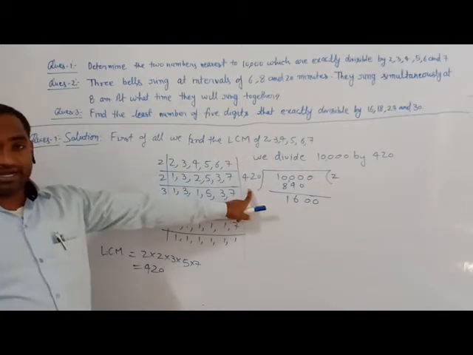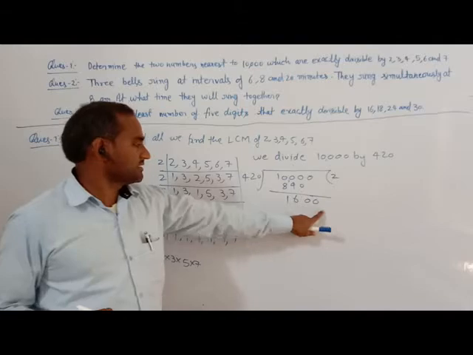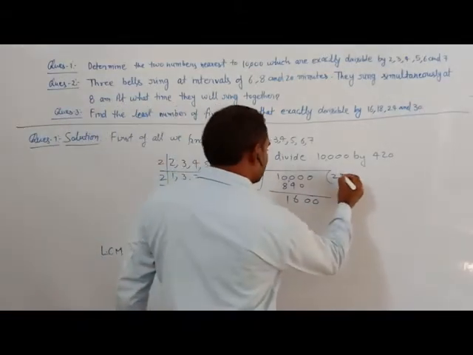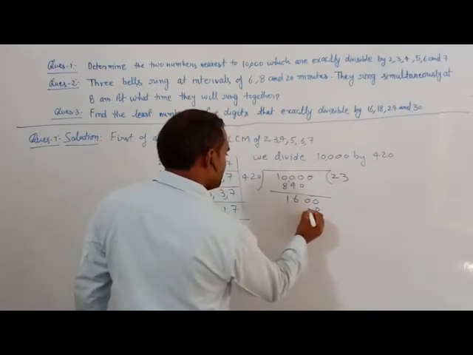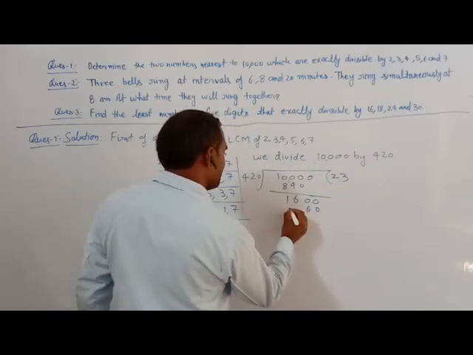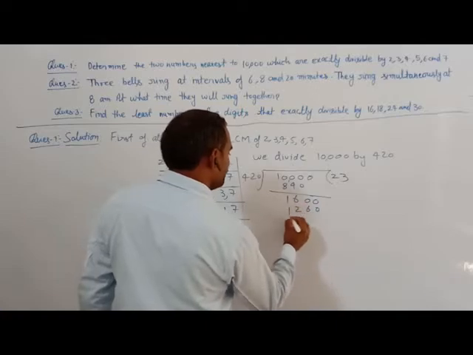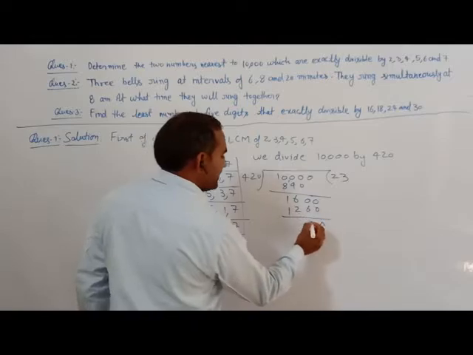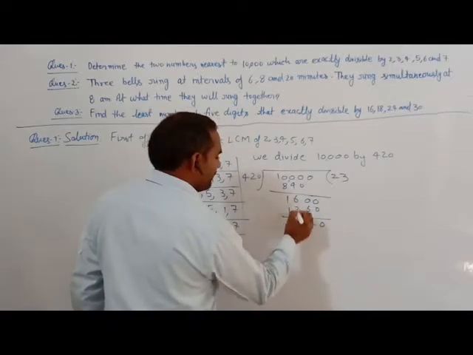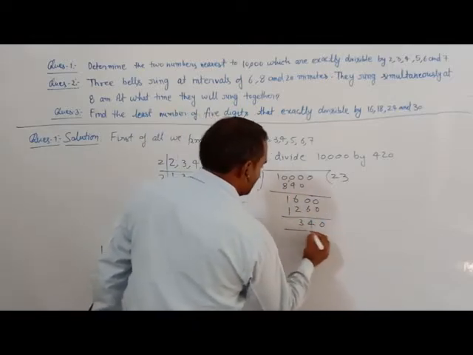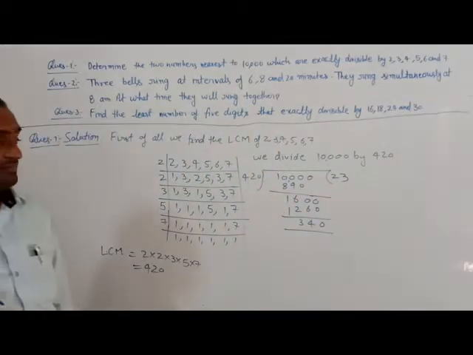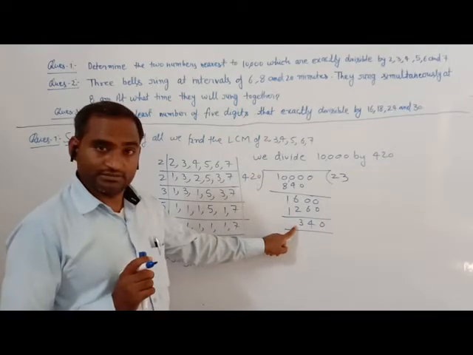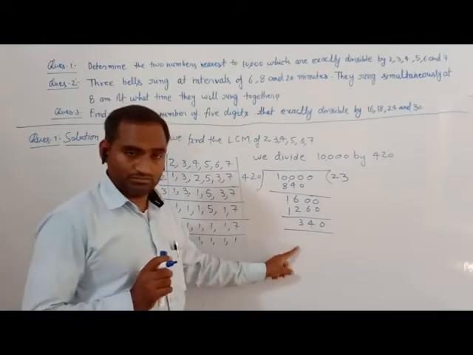Now we divide the next remainder by 420. 3 times: 3 twos are 6, 3 fours are 12. Take 6 from 10 we get 4, take 2 from 5 we get 3. So 340. Here we see that 340 is the remainder.